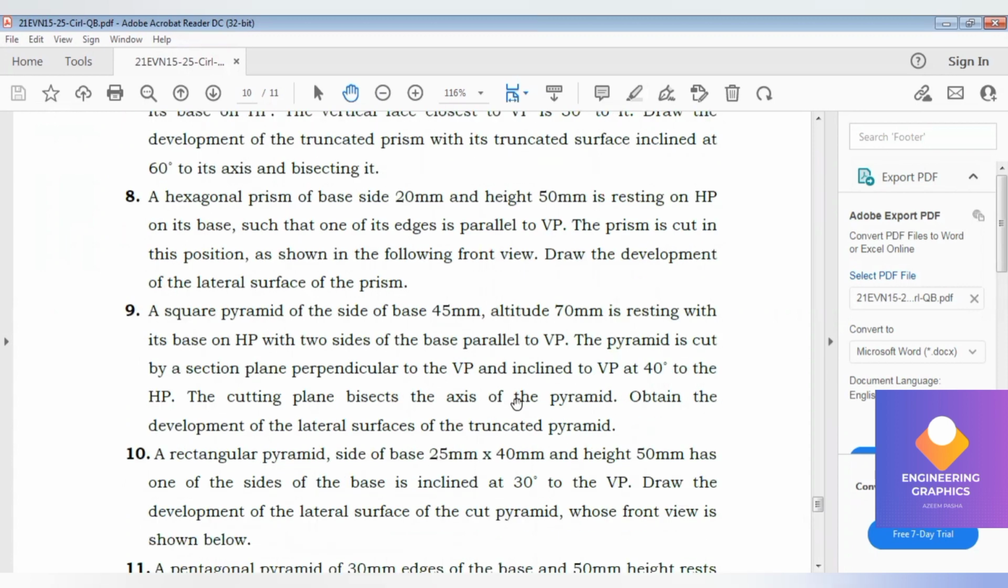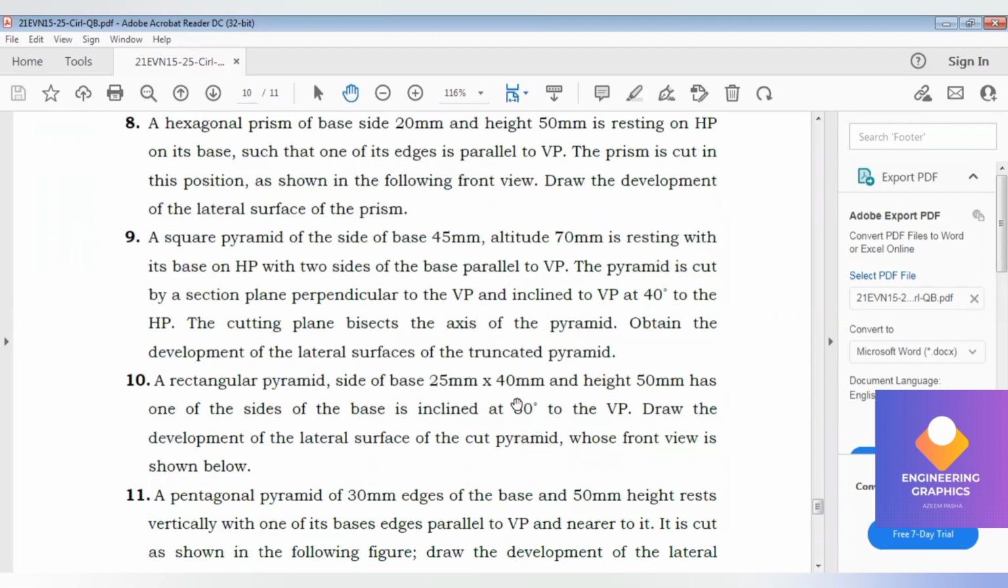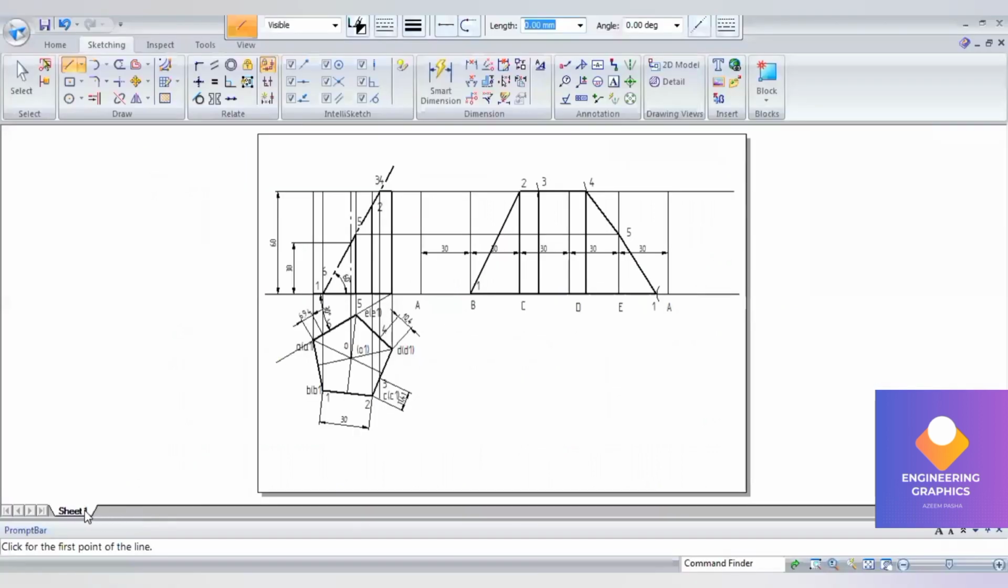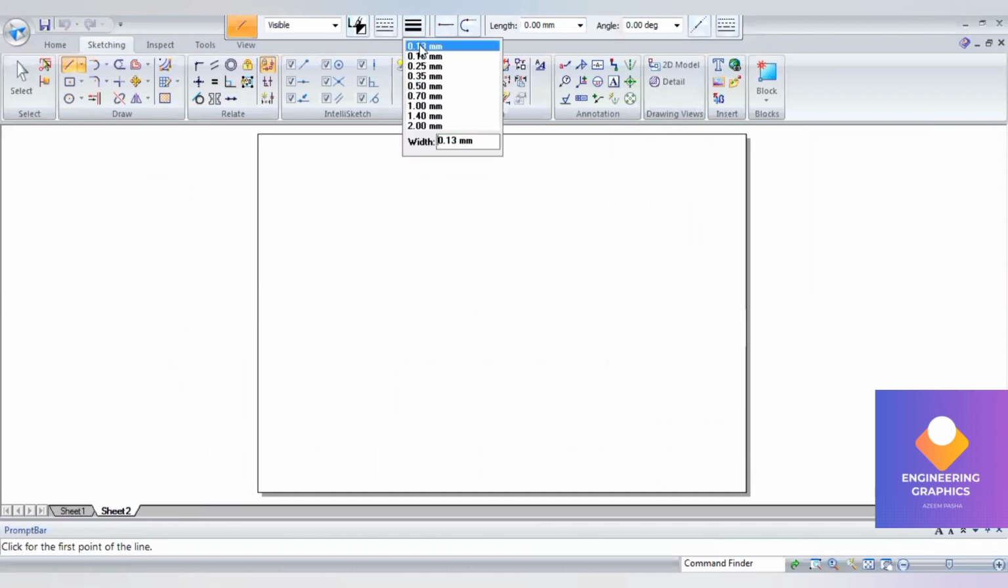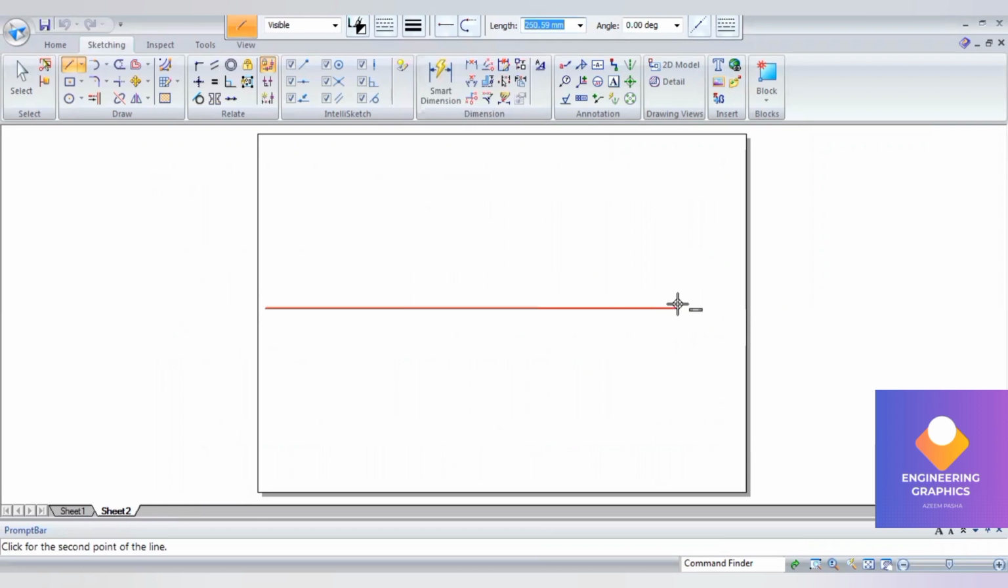Square pyramid of dimension 45, altitude 70 mm is resting with its base on HP, with two of its base edges parallel to VP. That means we have to make sure it is resting with the edge. The pyramid is cut by a section plane perpendicular to VP and inclined at 40 degree to the HP. The cutting plane bisects the axis of the pyramid. Obtain the development of the lateral surface of the truncated pyramid. Okay, so this is a development of a truncated square pyramid.